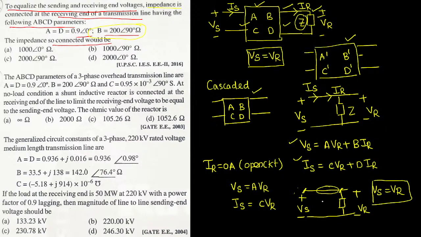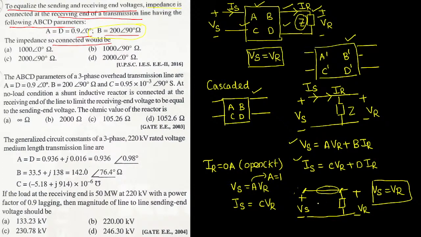When Vs and Vr will become equal, Vs by Vr equal to 1 could be possible only when the value of A will become equal to 1. So from the network we found the value of A equal to 1 for the new network. Similarly, what will be the value of C?